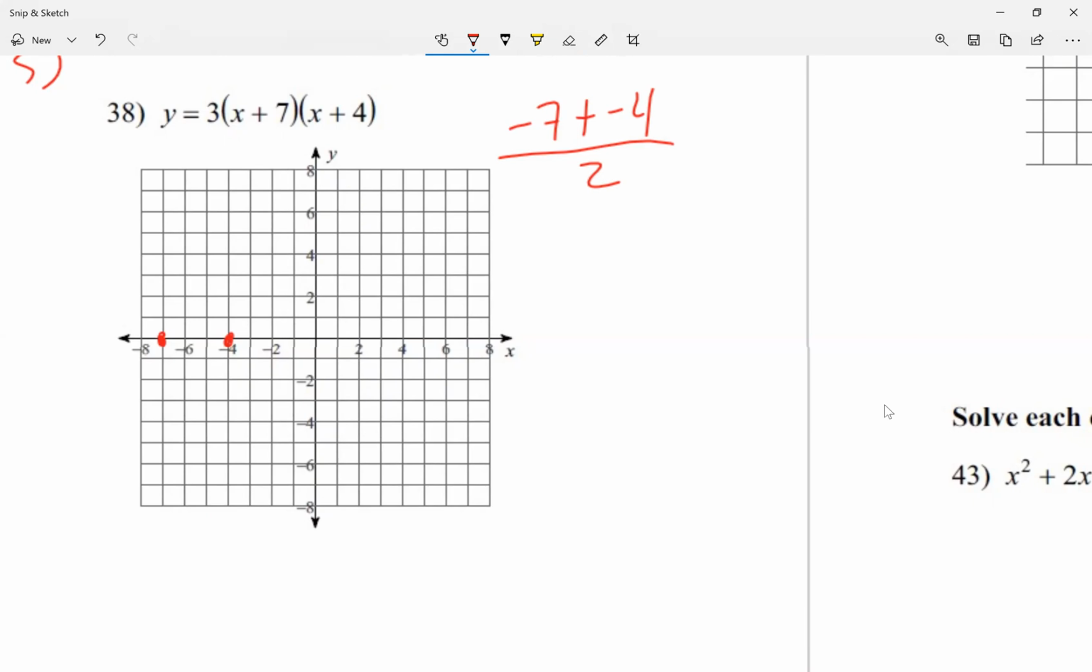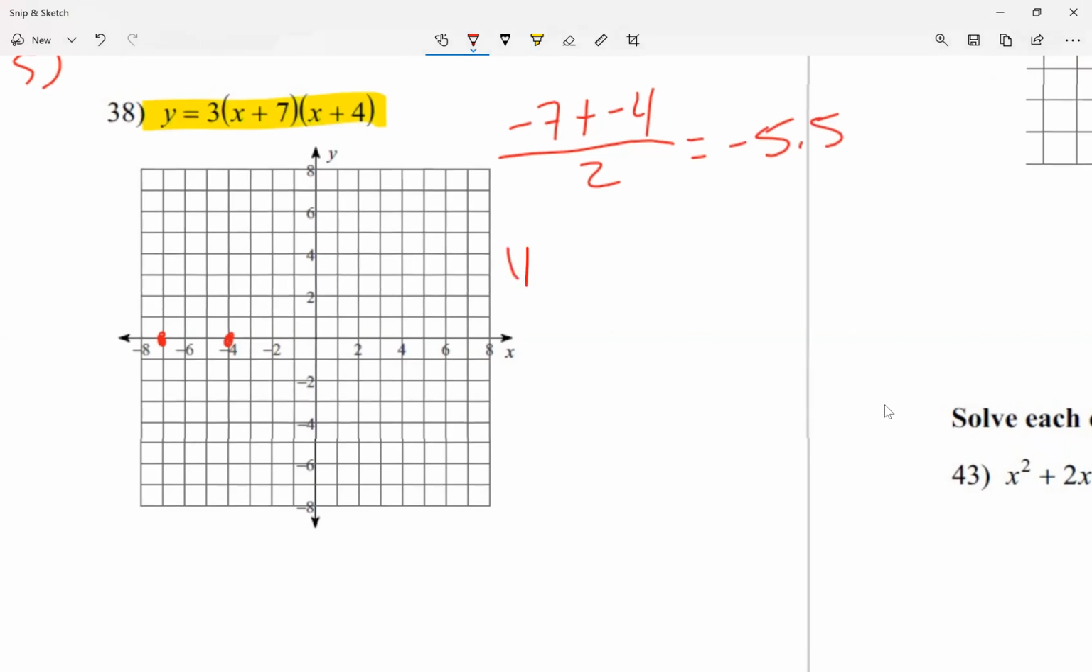Right. -7 plus -4 is -11. -11 divided by 2 gives me -5.5. I'm going to use decimals. Okay, so I found that. Now I'm going to use my equation, and when I say equation, I'm talking about this, to find my y value.